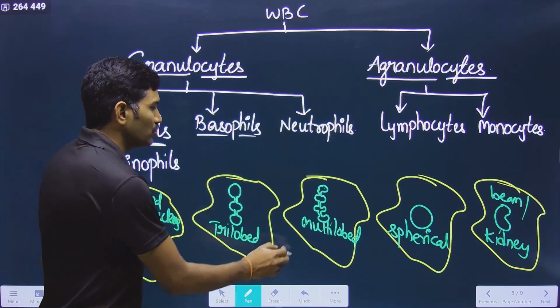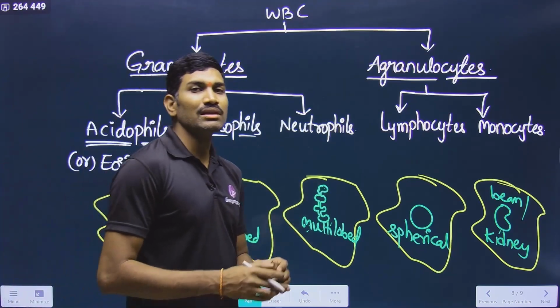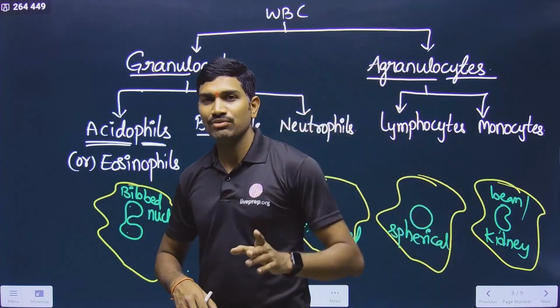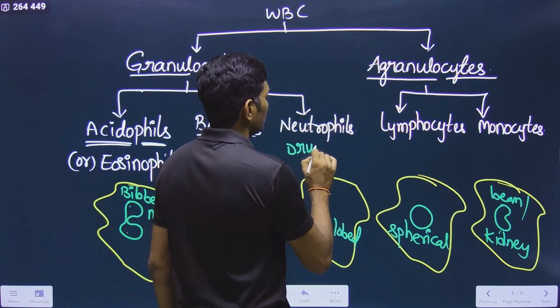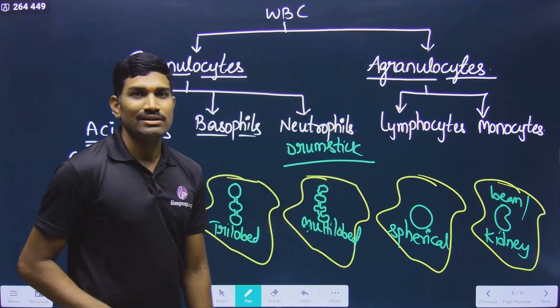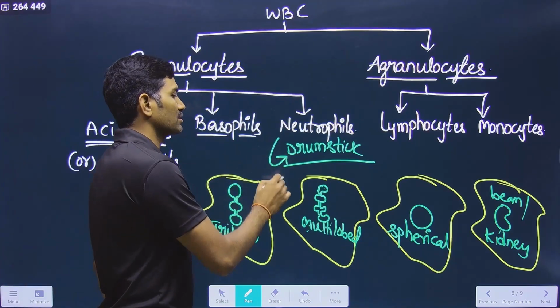And in the neutrophils' nucleus, there is a concept called the Barr body concept that we will study in future, but remember the name here. The drumstick arrangement we generally observe in the neutrophils of females.